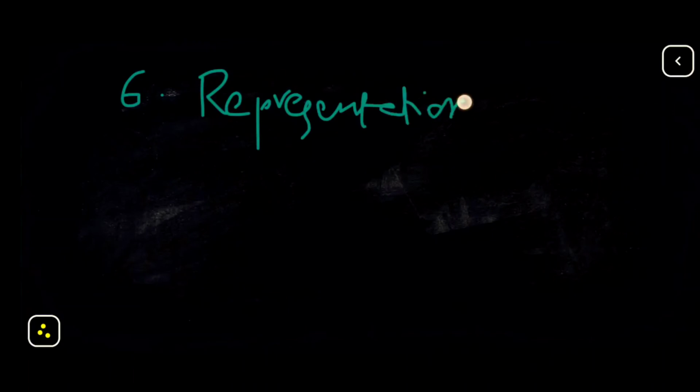Representation of a vector. In 2 dimensions, a vector can be represented by a straight line with an arrow in a plane. Suppose the starting point of the vector is O, and the terminating point of the vector is A. The vector can be represented by a straight line with an arrow.